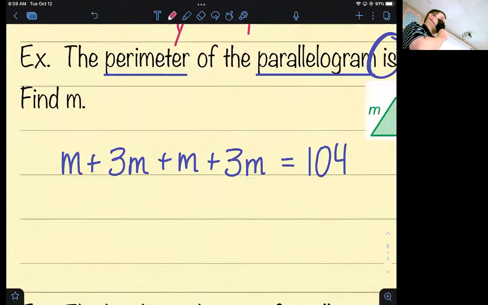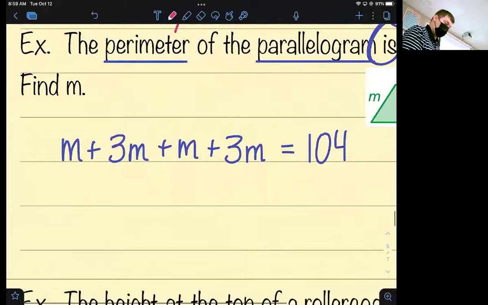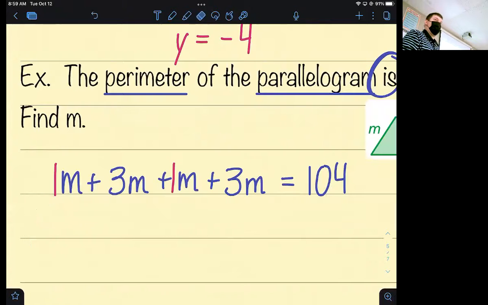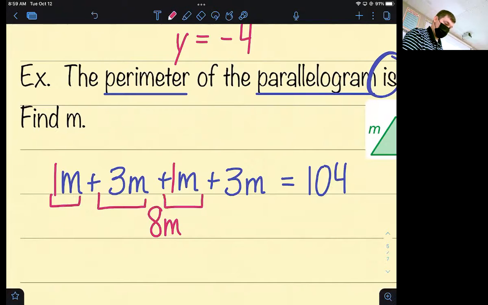Remember, if there's no number in front of your variable, what are we going to assume is actually there? That's a 1, which means that's a 1 and that's a 1. So can you tell me what 1 plus 3 plus 1 plus 3 is? 8. Altogether, this makes 8M. When I combine those terms, that gives me 8M equals 104.